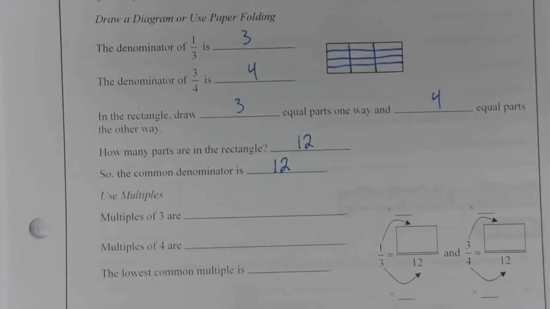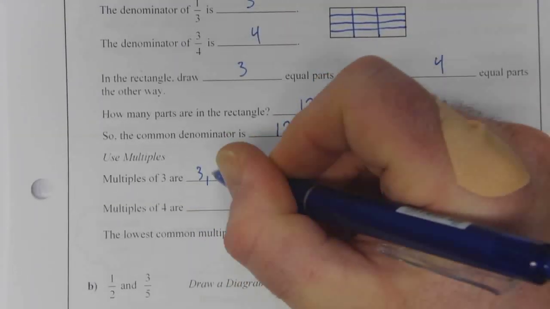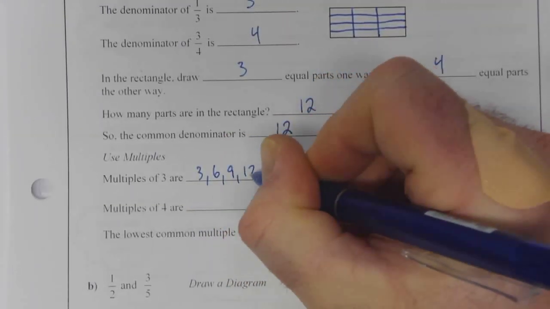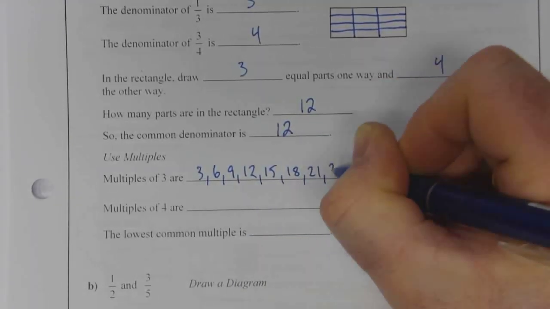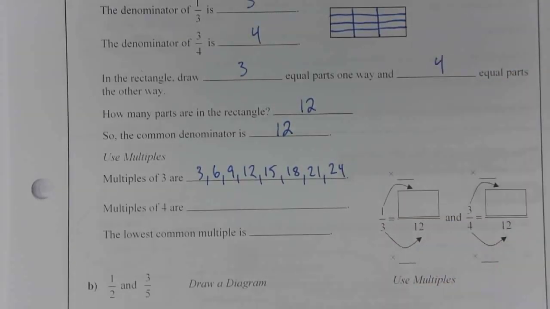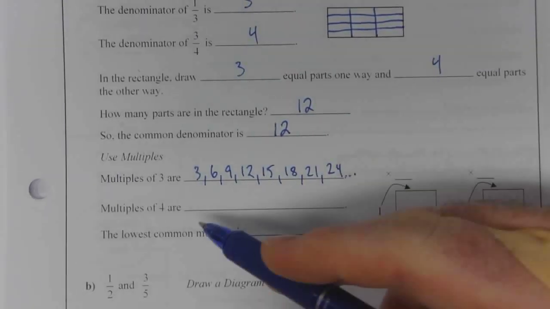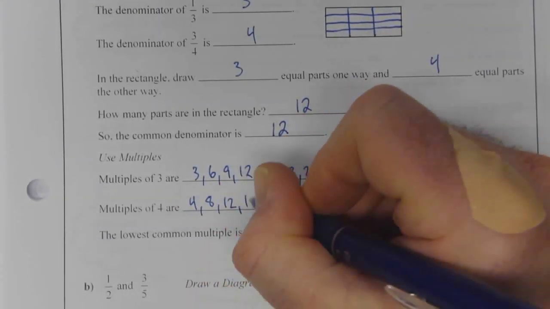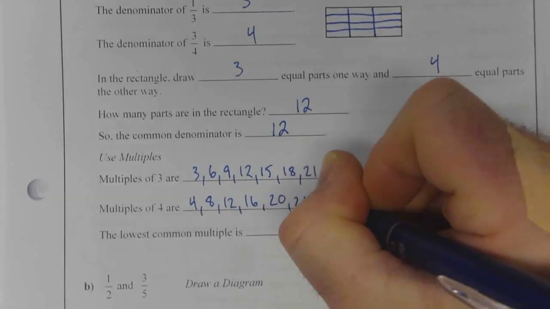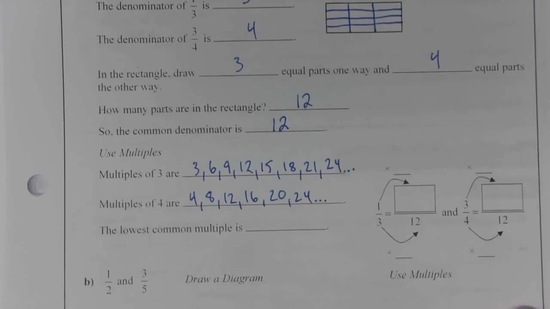So the other strategy, the other method, is to use multiples. So the multiples of 3 are 3, 6, 9, 12, 15, 18, 21, 24, and I could keep going. There's no end to the list of multiples of the number 3, so I'm just going to put 3 dots at the end of that. Same thing for the number 4. I'll just start off 4, 8, 12, 16, 20, 24, and again I could continue on forever. There is no end to the number of multiples of 4.